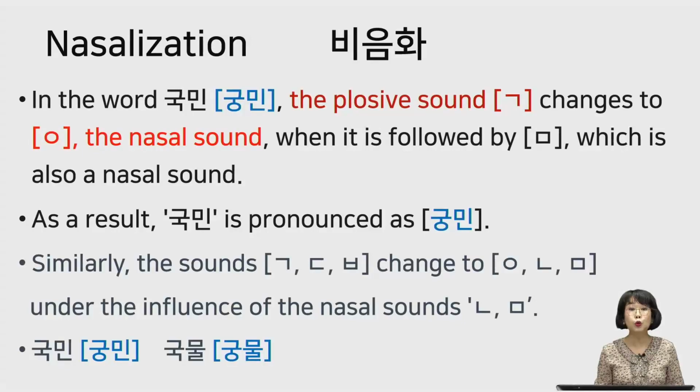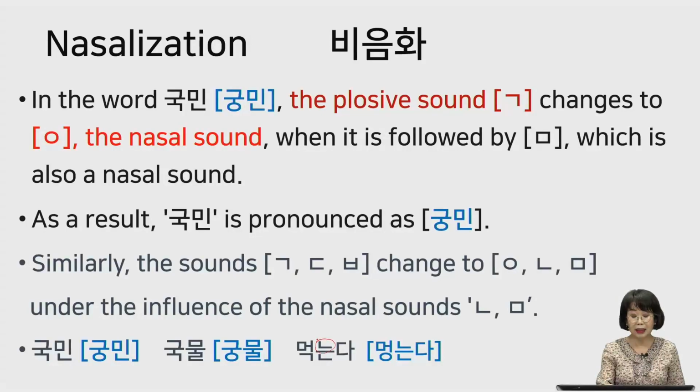국물. Under the influence of 무, the nasal sound, the plosive 그 changes to 응, a nasal sound. 국물. 먹는다. Under the influence of 느, the nasal sound, 그, a plosive, changes to 응, also a nasal sound. 먹는다.